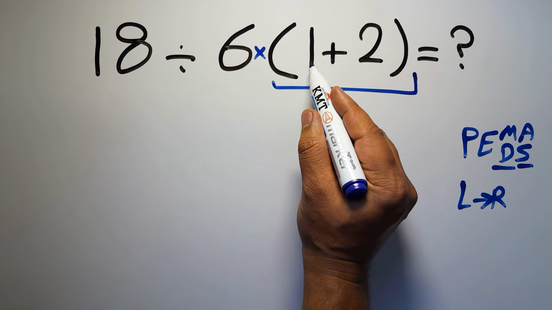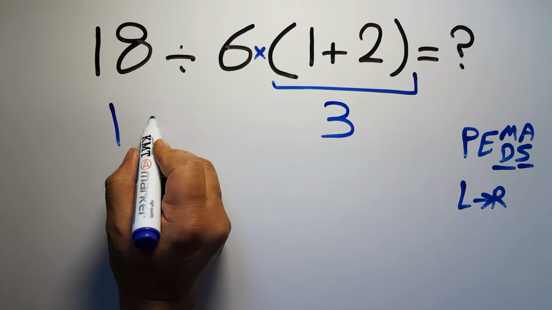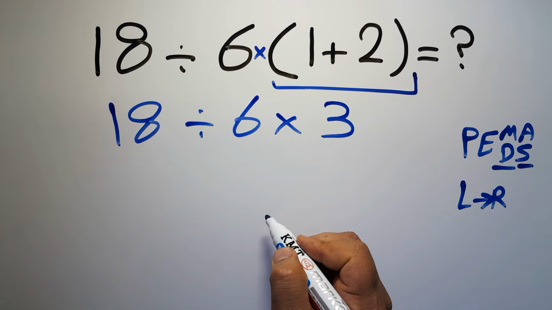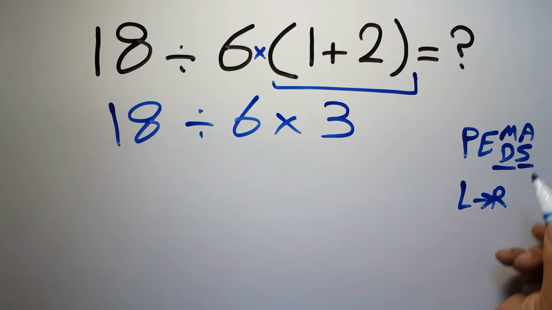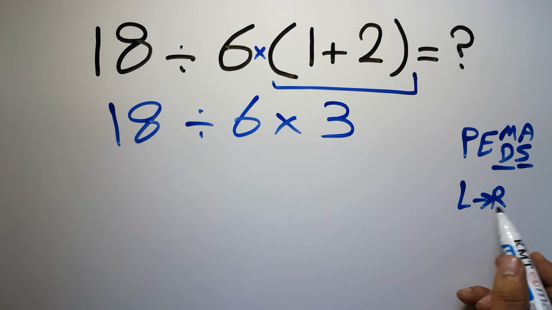Inside this parenthesis we have 1 plus 2, which equals 3. So 18 divided by 6, then times 3. Now we have one division and one multiplication. As I said, multiplication and division have equal priority and we have to work from left to right.